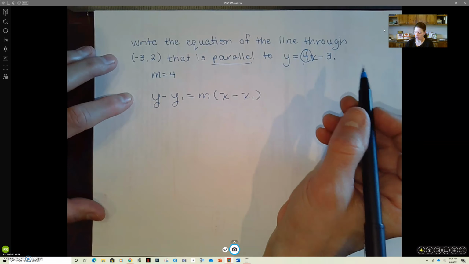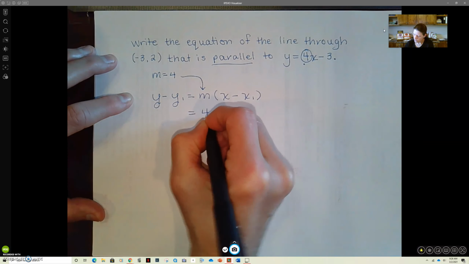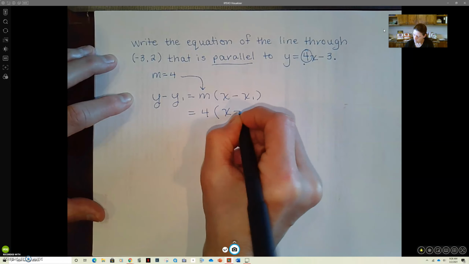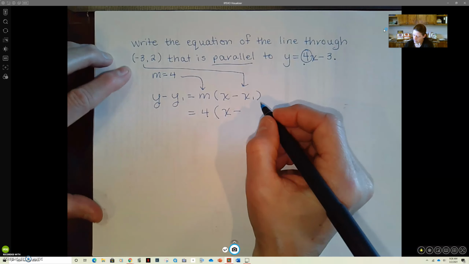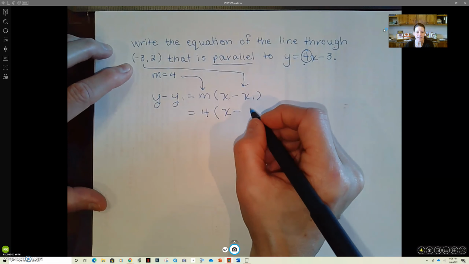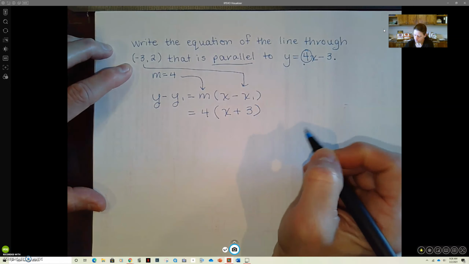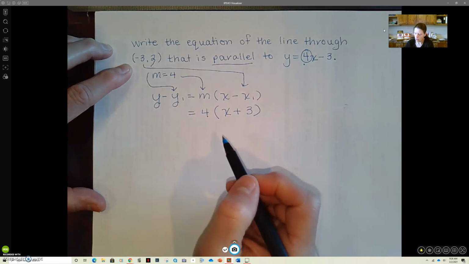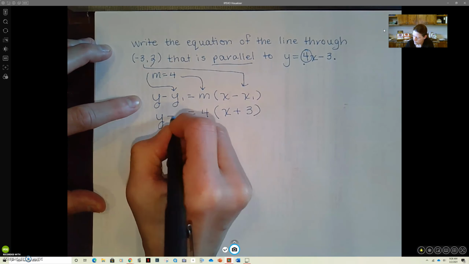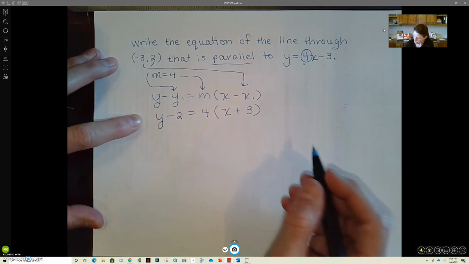And just substitute values. We know that the slope is 4. And we're going to substitute the x value -3. So that's x minus -3, or simply x plus 3. And we'll substitute a y value of 2. Here we've got the equation for our line, but I'm going to go ahead and solve for y and write this in slope-intercept form.